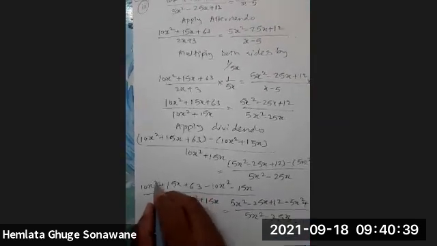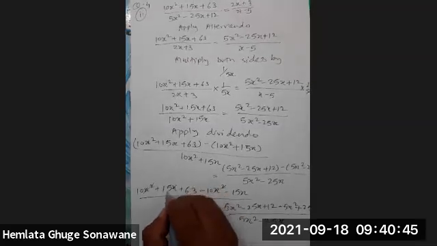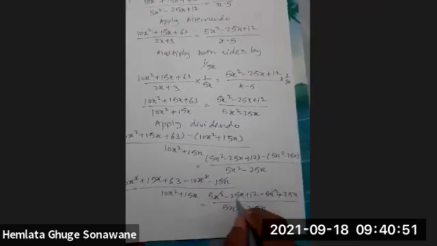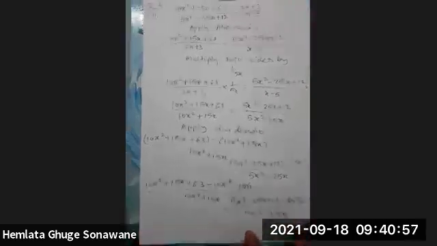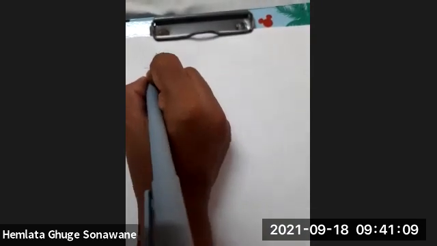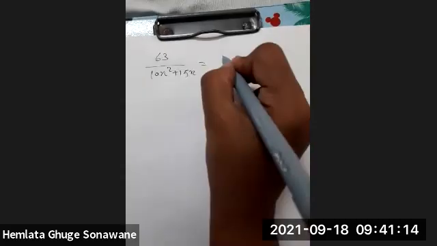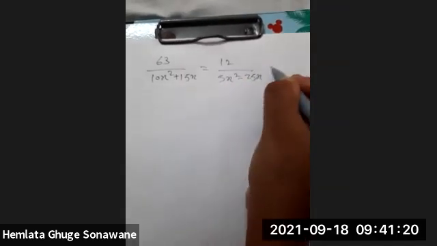Now here this plus 10x square and minus 10x square get cancelled. Then plus 15x minus 15x cancel. Here also plus 5x square minus 5x square cancel, and minus 25x and plus 25x cancel. So we get 63 remains as it is, upon 10x square plus 15x is equal to 12 upon 5x square minus 25x.